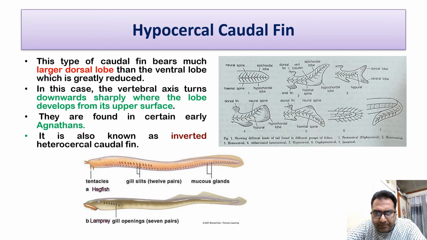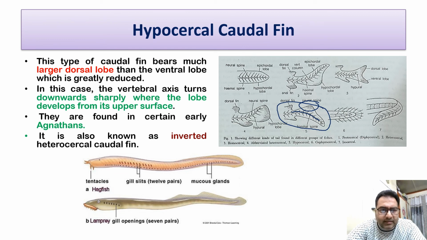Then we do have the hypocercal caudal fin. This type of caudal fin bears a much larger dorsal lobe than the ventral lobe, which is greatly reduced. In this case, the vertebral axis turns downwards sharply where the lobe develops from its upper surface.